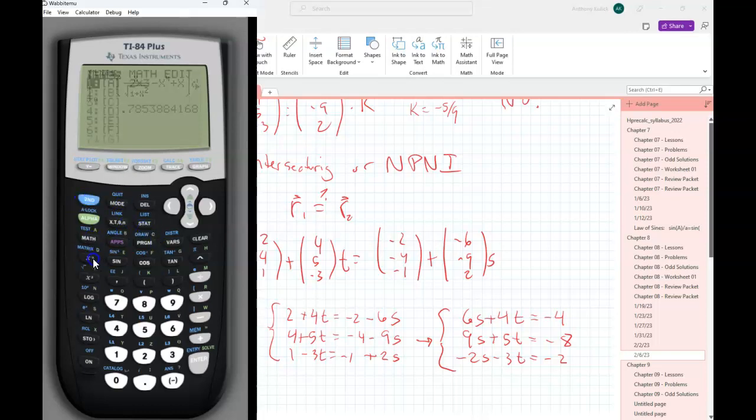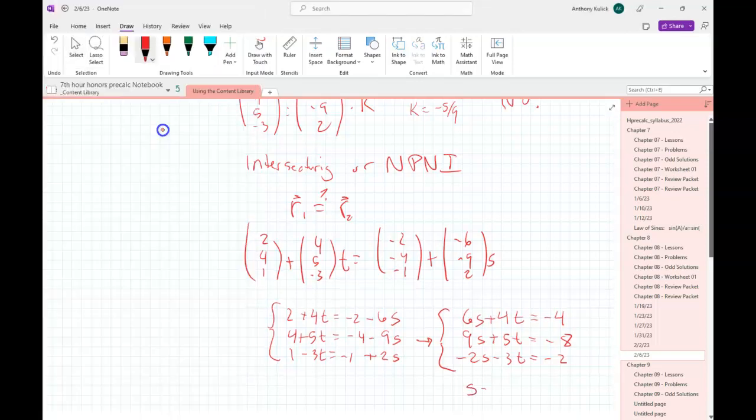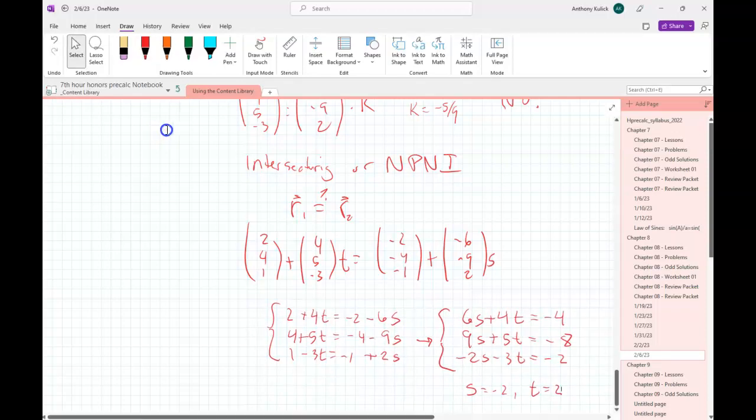I'll go back to the matrix menu this time and grab the RREF command from the math tab. Do that on matrix A. I press enter and I get S is negative 2 and T is positive 2. Does that mean the system had a solution? Not yet. It means that the first 2 equations in my system had a solution. I still need to check if this solution satisfies the third equation in my system.